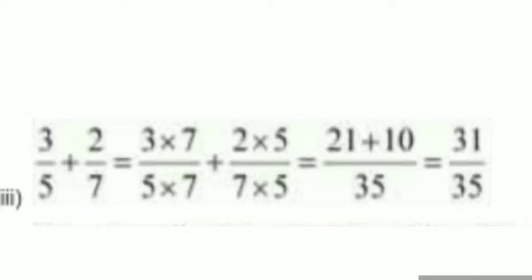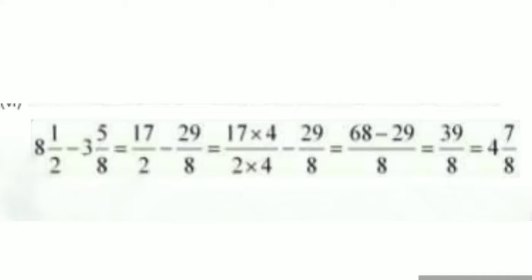So we will write 3 into 7 plus 2 into, now see here the denominator is 7. So in the 7 we will multiply by 5. 7 5s are 35. Okay, then only it will become 35. So same in the numerator also we will multiply by 5. So 3 7s are 21 and 5 2s are 10 upon 35. So the answer is 31 upon 35. Okay.